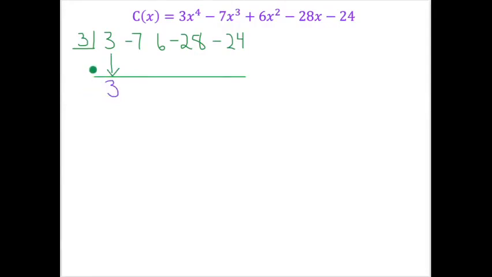And then with synthetic division, you multiply diagonally. So 3 times 3 is 9. So I'm going to write that right here. And then we add -7 and 9. So you add vertically. -7 and 9 is going to give us 2. And then we multiply 2 times 3, so diagonally, and we're going to get 6.